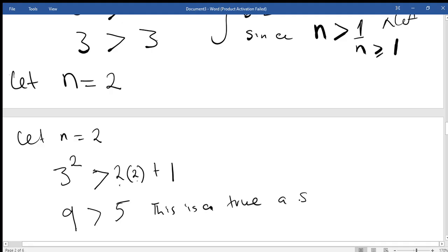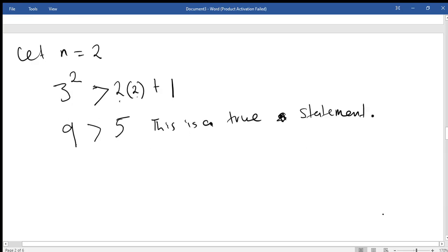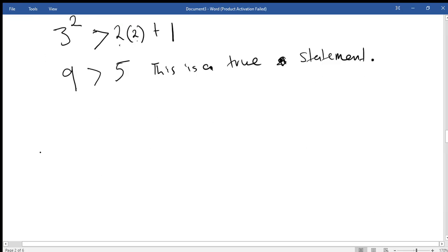This is a true statement, and you are done. The base step. Next, after the base step, what do we do? The inductive step, where we do what?